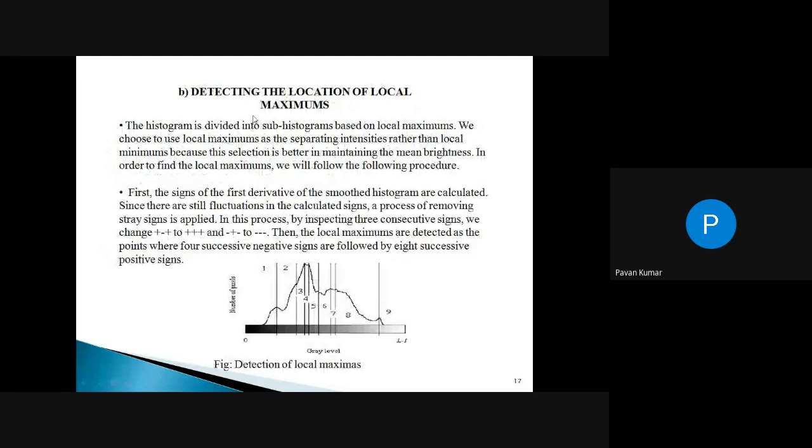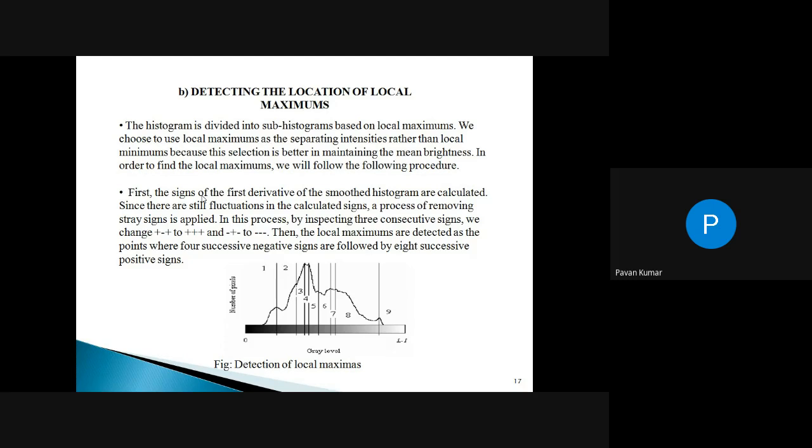After that, we have to locate the local maximas. As already told you, after plotting the histogram of the smoothed image, we will have something like this. Here we have to note down where the local maximas are happening. For that purpose, we are following one technique. First, for whatever smooth histogram we are having, we apply the first derivative, and after the derivation, we will get the signs.